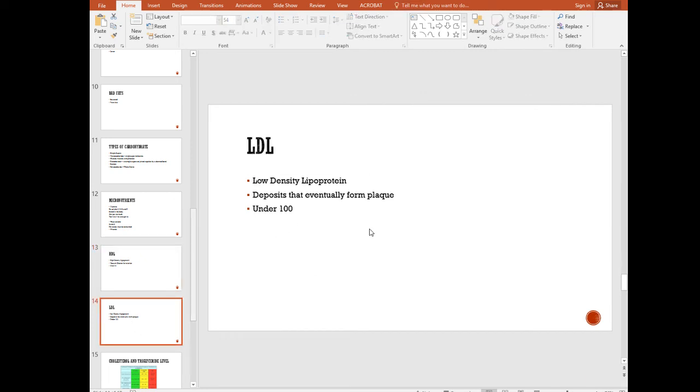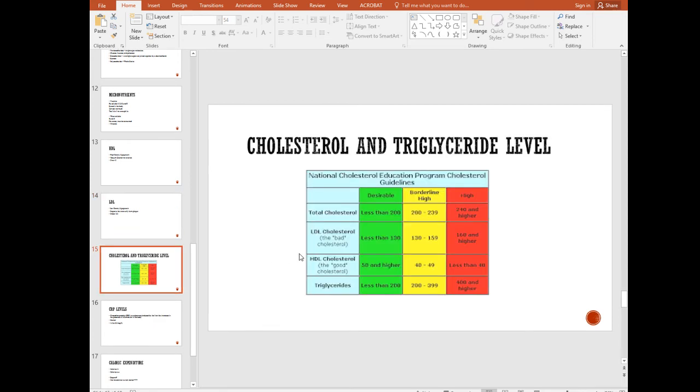LDL, low density lipoprotein. These stick to the walls, can eventually help form plaques that can rupture and cause cardiovascular issues. You want that to be under 100. And here's a chart that kind of explains your total cholesterol. You want less than 200. That would be desirable. Borderline high is somewhere between 200 and 239. High is over 240.